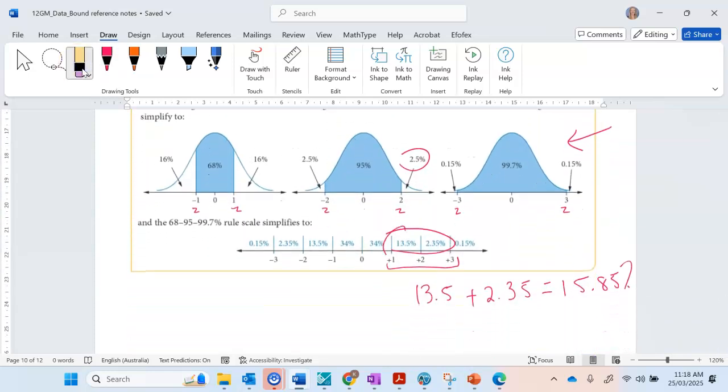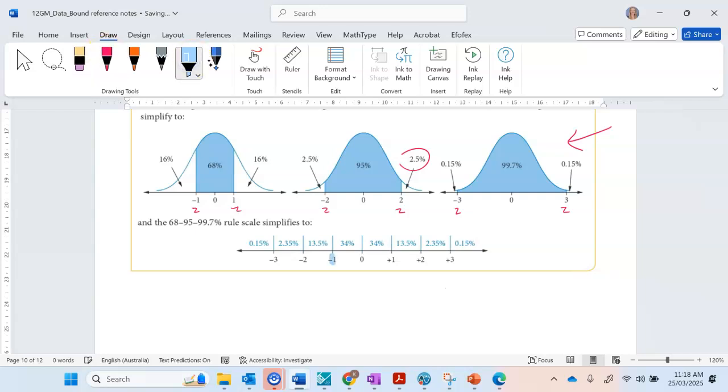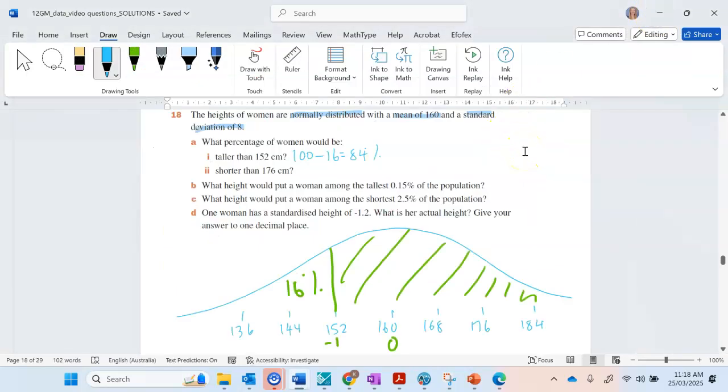We're 1 standard deviation below, so you can add up all these percentages: 34 plus 34 plus 13.5 plus 2.3 plus 0.5 plus 1.5, and you should get 84%. Next: shorter than 176.